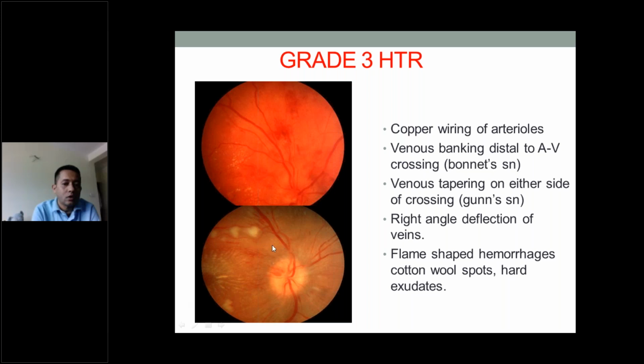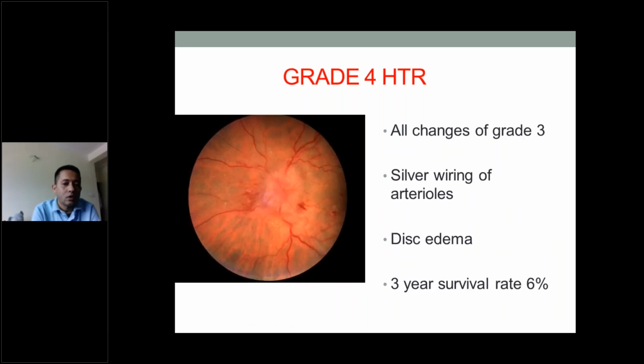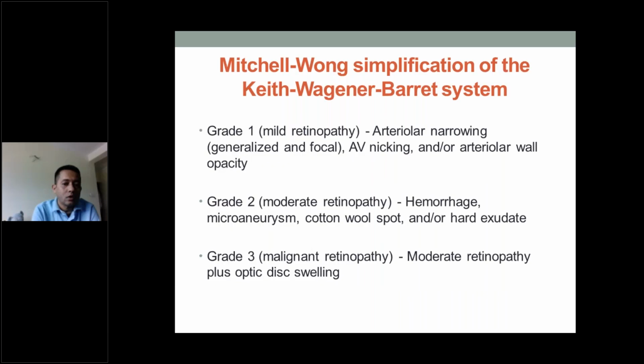Basically, we define grade 3 hypertensive retinopathy in terms of cotton wool spots, hard exudates, and hemorrhages. And the final one is grade 4 hypertensive retinopathy, when you have all these changes as well as silver wiring and optic disc edema. If you have grade 4 hypertensive retinopathy, your 3-year survival rate is only 6%, whereas if the patient has grade 1 hypertensive retinopathy, the survival rate is more than 70%.